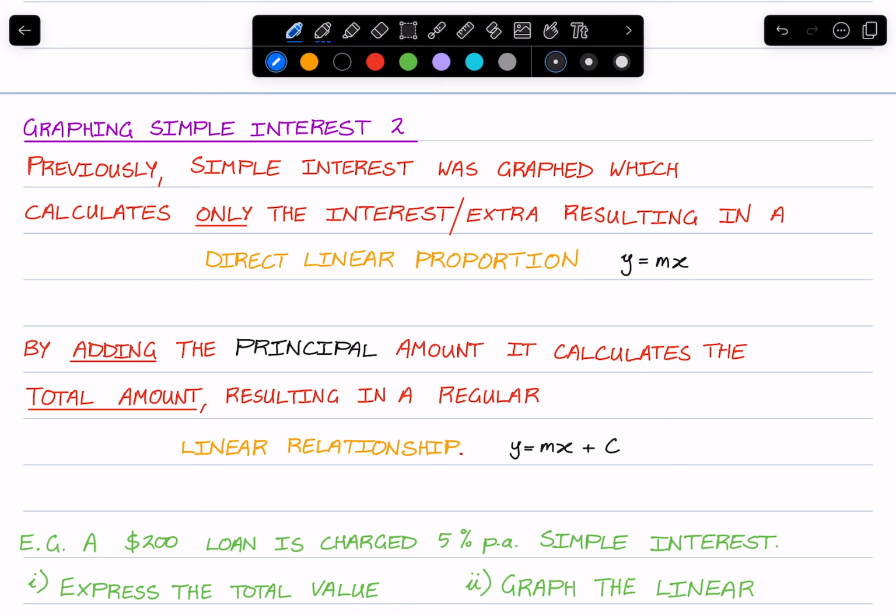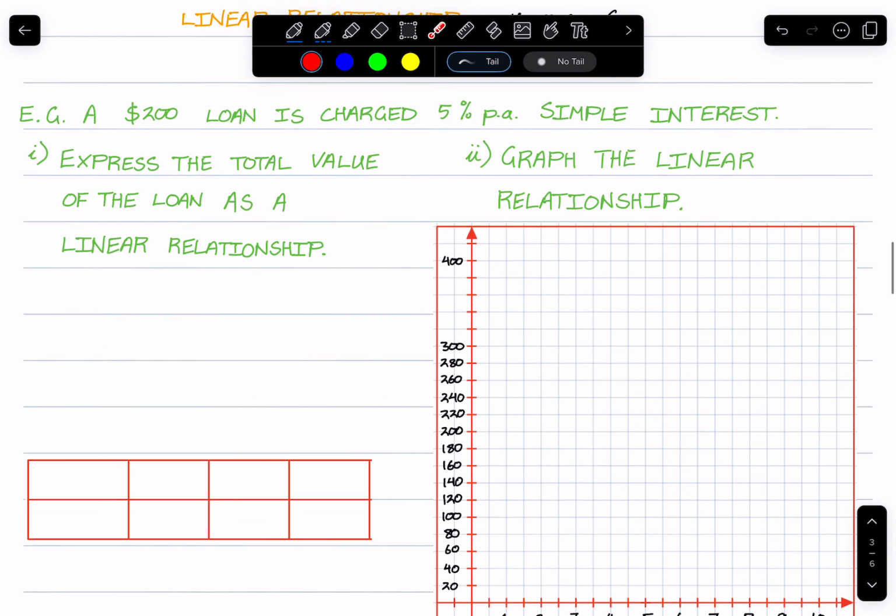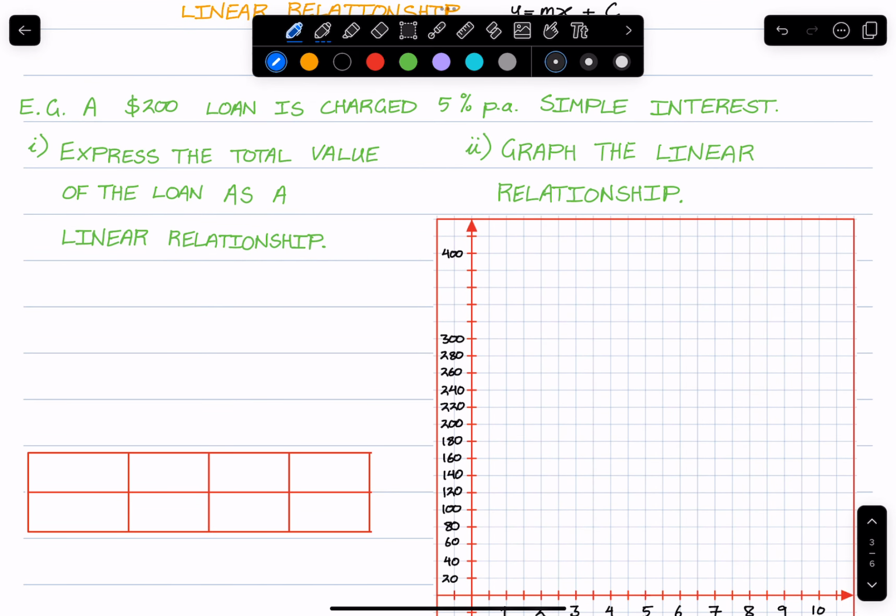Hello class, this is a video tutorial on graphing simple interest part 2. Previously, simple interest was graphed which calculates only the interest or the extra amount, resulting in a direct linear proportion. By adding the principal amount, it calculates the total amount, resulting in a regular linear relationship which is of the form y equals mx plus c. So let's take a look at this in action.